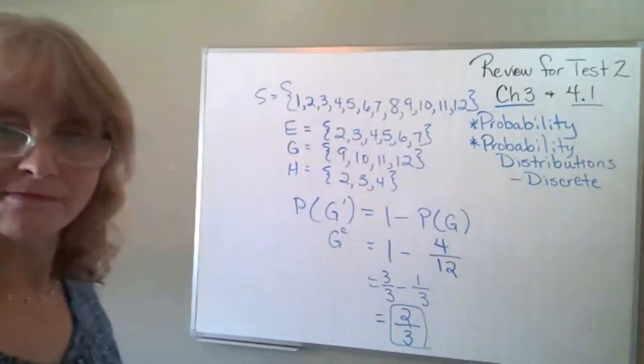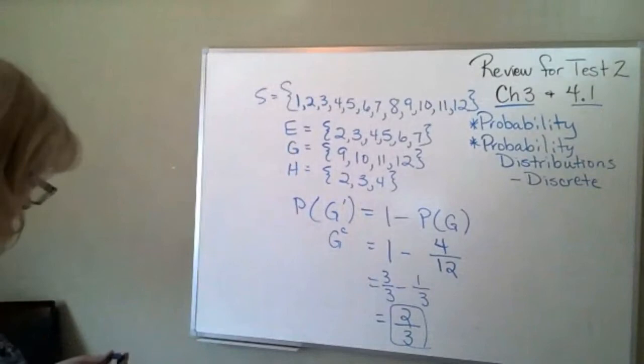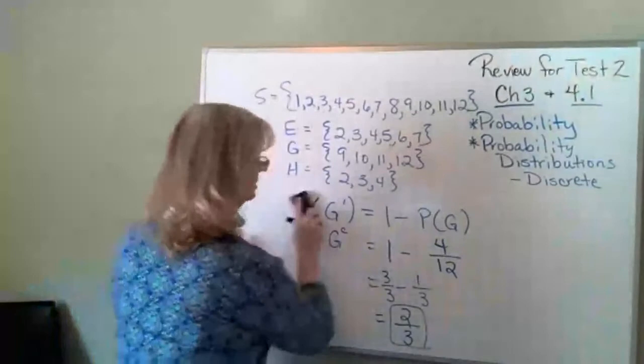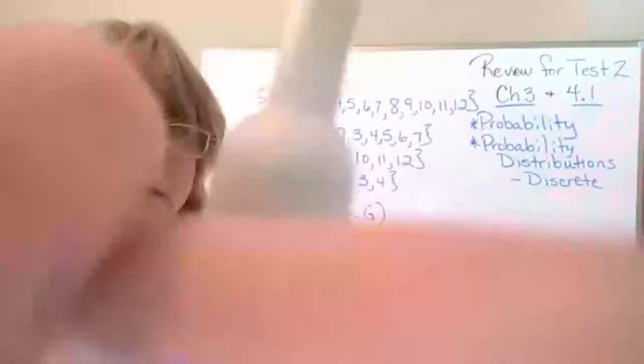Then going on to question 9, it has these same events up there. But question 9 asks us to find the probability of, I'm going to erase this. So question 9 says, find the probability of E or G. The probability of E or G.